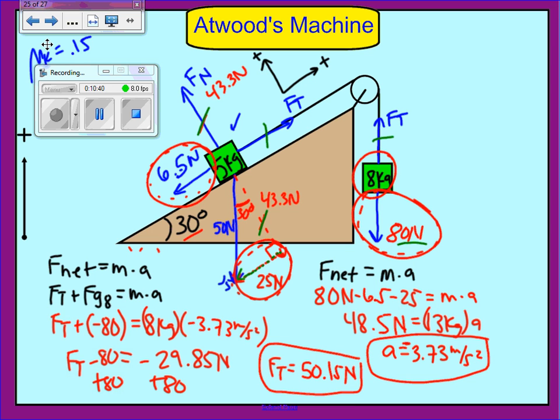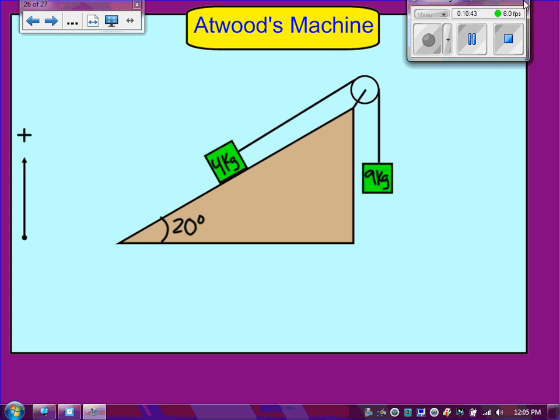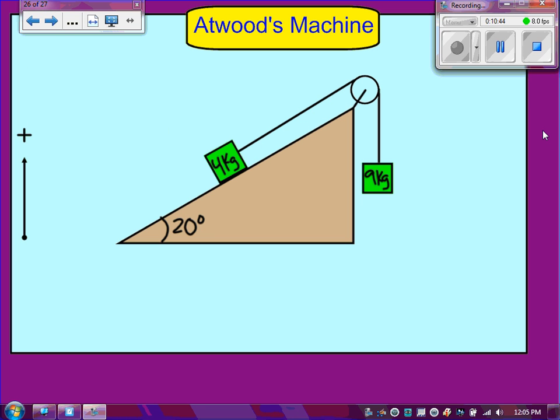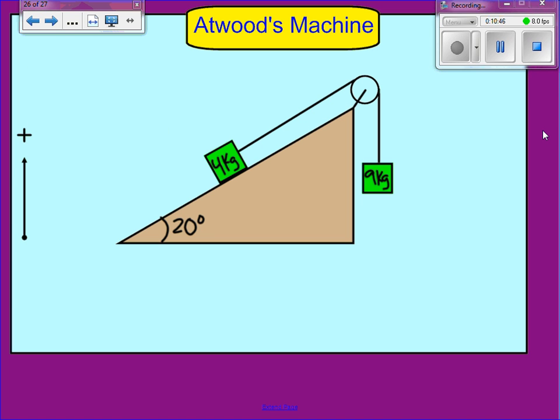All right, let's go ahead and look at one more. Since these ones can be a little bit more difficult, I will go ahead and work this one out as well. Let me go ahead and move. It's not going to let me, but remember over here, we're going to assume on the block that's going up and down, that it's going only in the vertical direction.